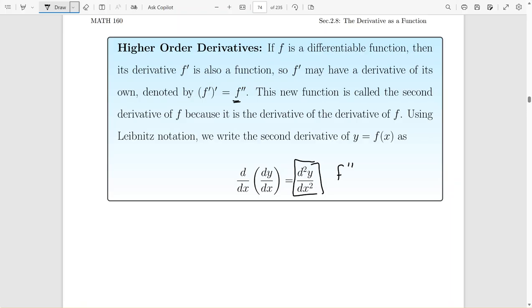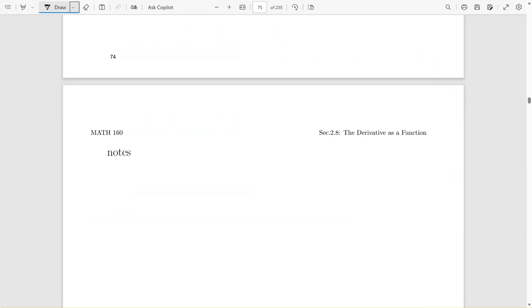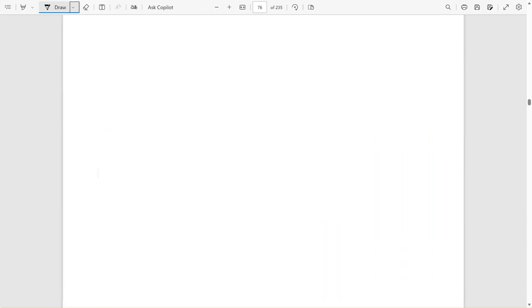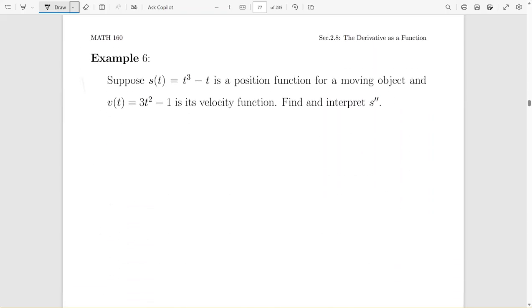Right. So do we have an example? Maybe we don't have an example until we get towards our word problem. So we'll leave the blank pages for when we get back. And let's take a look here.